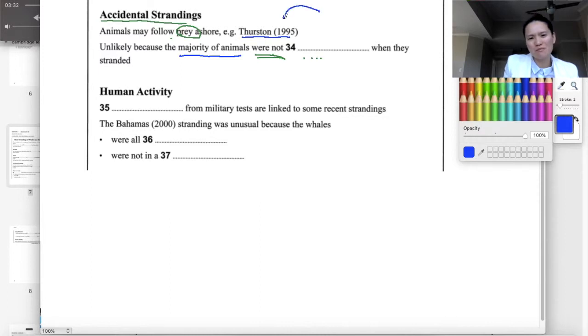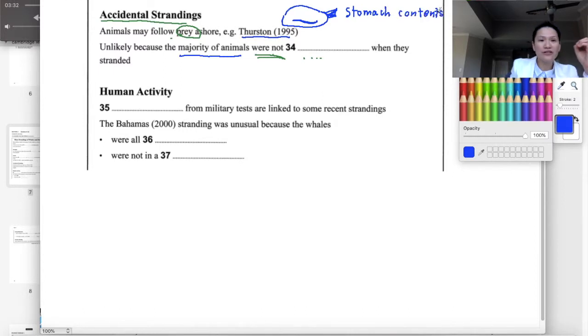Now that is a big fish, and then when they cut or open the stomach content, I write out here, stomach. The word you hear on the audio: stomach contents reveal that most had not been feeding as they stranded.